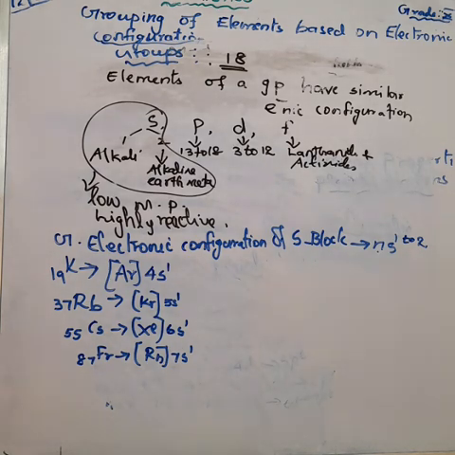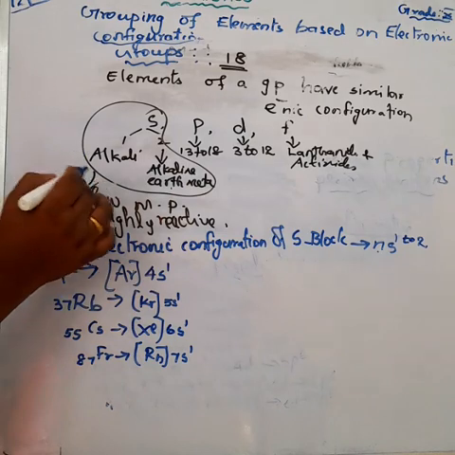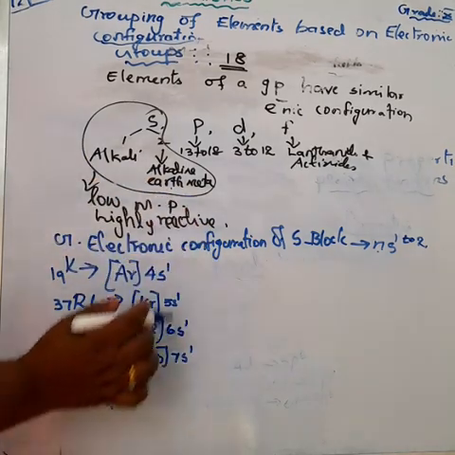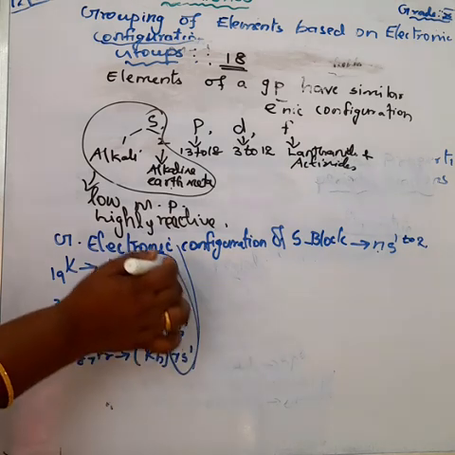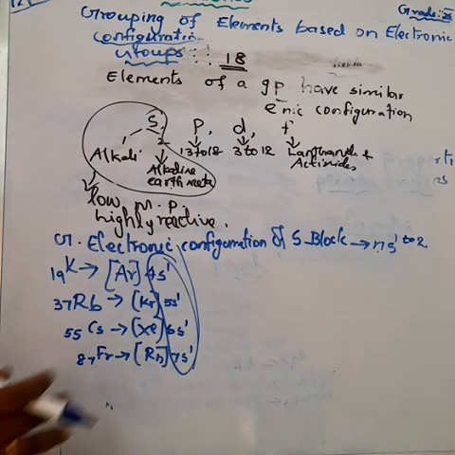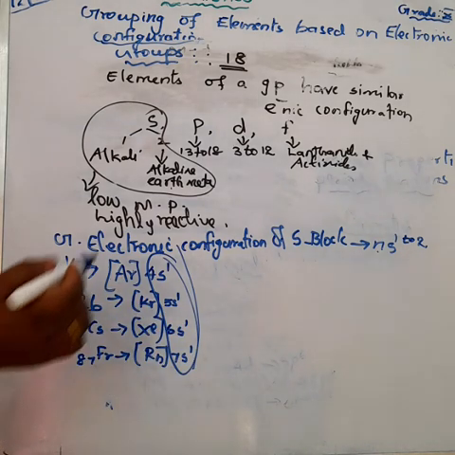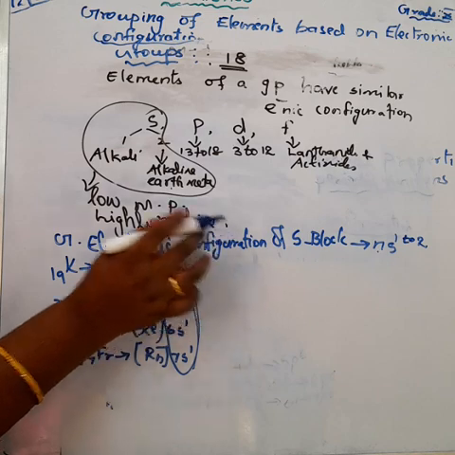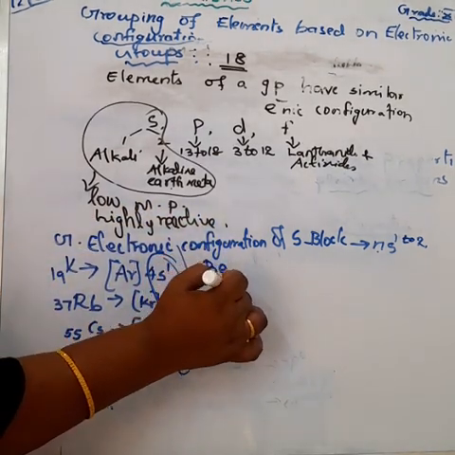The S block has two groups: the alkali metals and the alkaline earth metals. This is the alkali metal group, group 1. All the group 1 elements have a similar outer shell electronic configuration, so they all have similar chemical properties. Understood? The group 2 elements are the same: beryllium, magnesium, calcium, strontium, barium and radium.